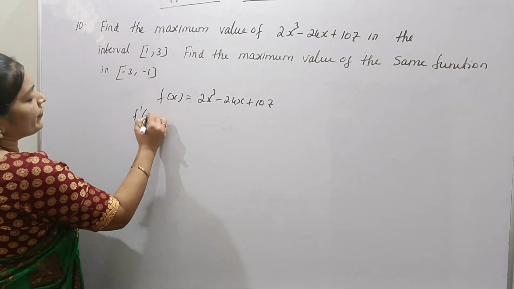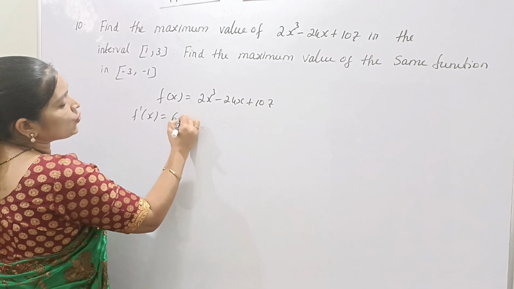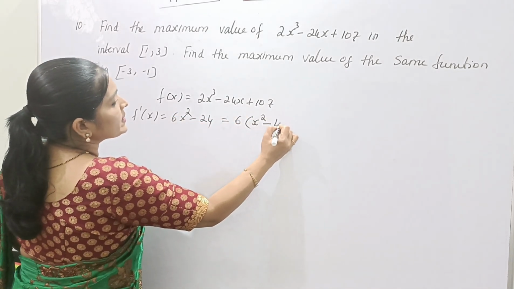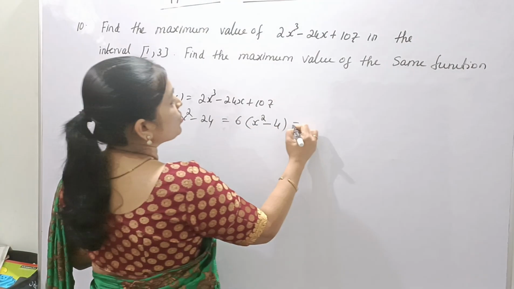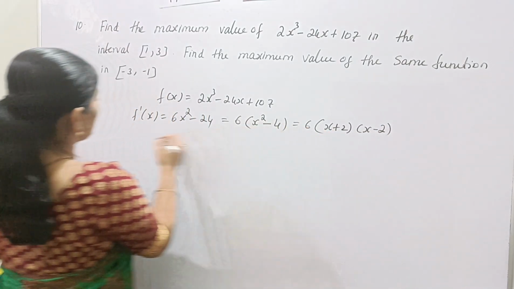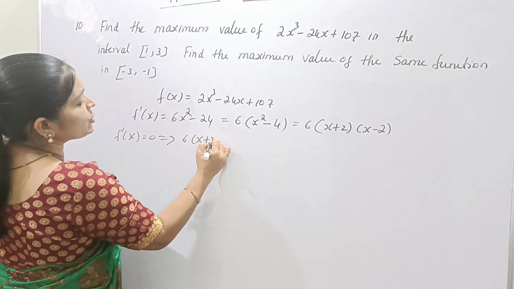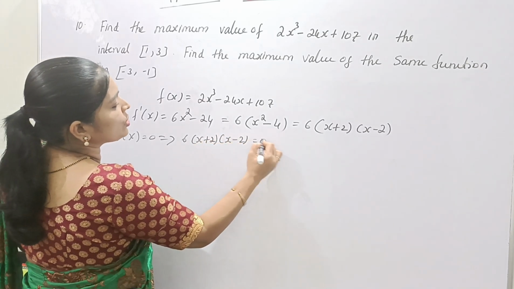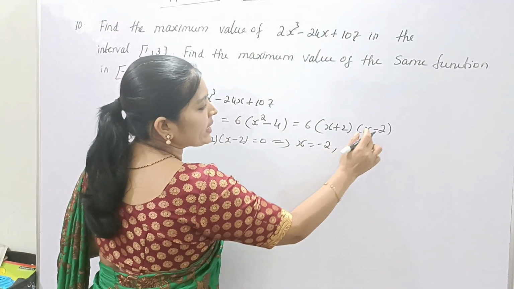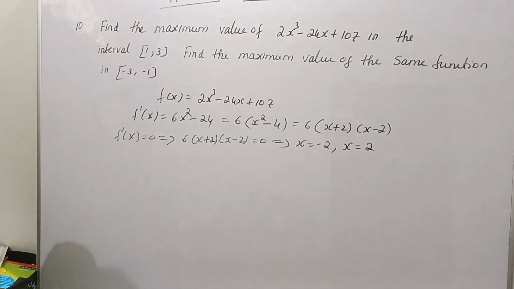So first, f dash of x is equal to 3 into 2, 6x square minus 24, so 6 into x square minus 4, that is equal to 6 into x plus 2 into x minus 2. So f dash of x is equal to 0 implies 6 into x plus 2 into x minus 2 is equal to 0. That implies x plus 2 is equal to 0, so x is equal to minus 2, and x minus 2 is equal to 0, so x is equal to 2. So 2 and minus 2 are the critical points.